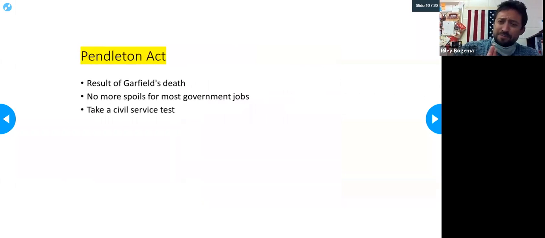His vice president, Chester Arthur, is going to pass something called the Pendleton Act. It was very unpopular, but he got it through Congress, and he passed it. It ended a lot of the spoils system in the federal government, because you had to take a civil service test now to show that you had qualifications for whatever government job you were applying for. So it got rid of a lot of the offices that were given to people through the spoils system. So that's the Pendleton Act.